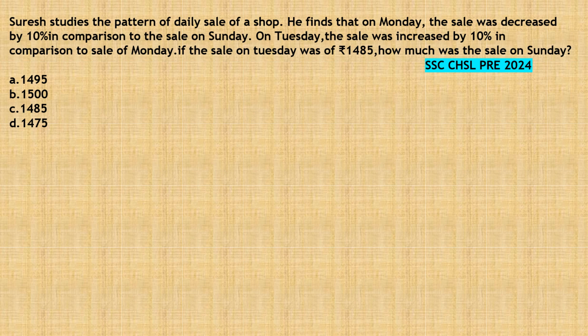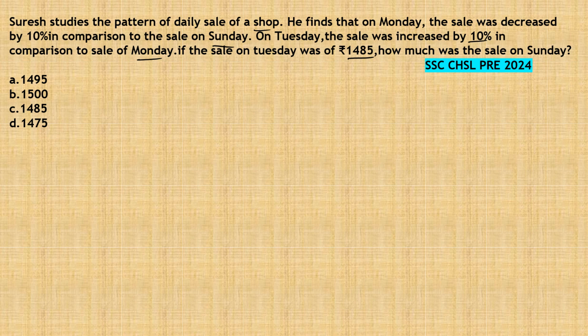Suresh studies the pattern of daily sale of the shop. He finds that on Monday the sale was decreased by 10% in comparison to the sale on Sunday. On Tuesday the sale was increased by 10% in comparison to the sale of Monday. If the sale on Tuesday was 1485, how much was the sale on Sunday?